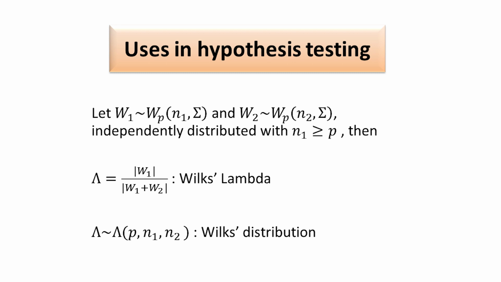Now what is this Wilks lambda distribution? Well, Wilks lambda distribution is a probability distribution and it is used in multivariate hypothesis testing, especially with regard to the likelihood ratio test and multivariate analysis of variance. So as we see, in these testing problems, the Wishart distribution has a role to play.